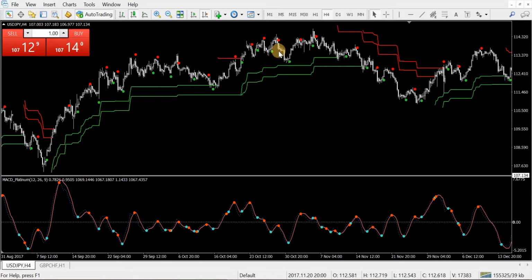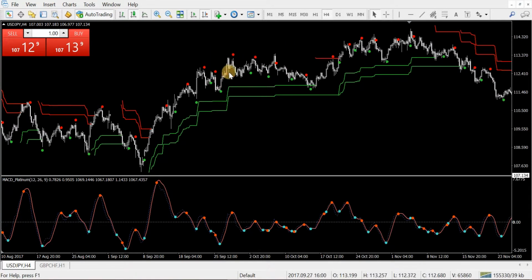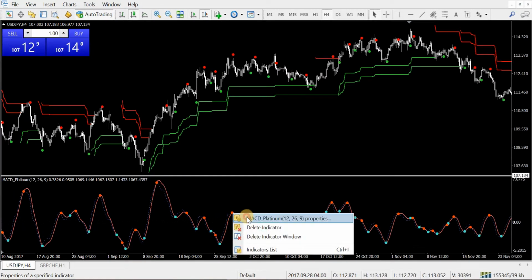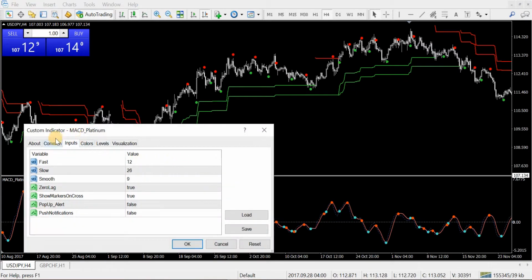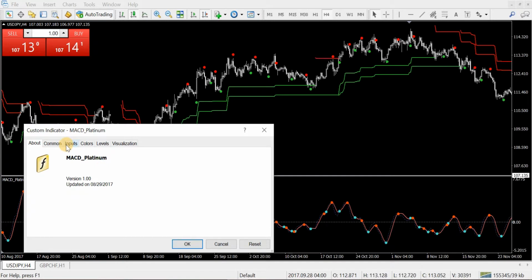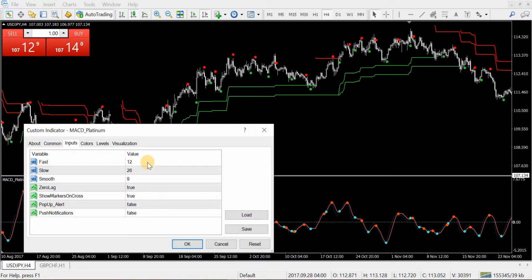Nothing changes. This is still my QMP filter on the chart here, the red and green dots. This is still my MACD Platinum, which for those that are unfamiliar with it, if you're part of my group, you've probably got a fair idea. It's my go-to indicator. Inputs, it's 12, 26, 9, the default settings for any MACD. The biggie with this is zero lag, true. If I change it to false, it'll just look like a standard MACD. If I set it to true, then that's what gives it its uniqueness, I guess you can call it.